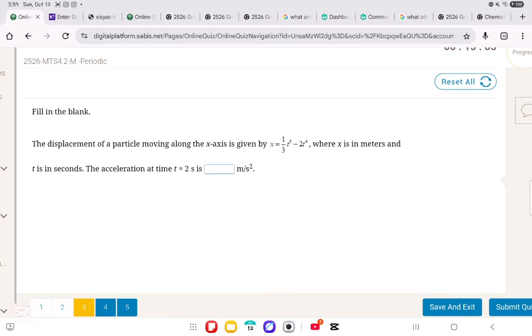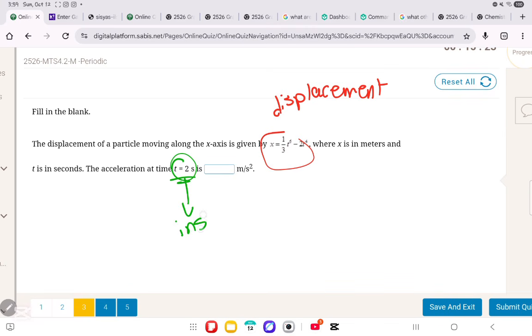What does it say? It says the displacement of a particle moving along the x-axis is given by this. So this is the displacement equation. Where x is in meters and t is in seconds, they want the acceleration at time 2 seconds. So it's not in an interval, it's not average, it's at a specific time. So it's instantaneous acceleration. How do we find that? We need to find the equation of the acceleration, which we can find by doing the double derivative.